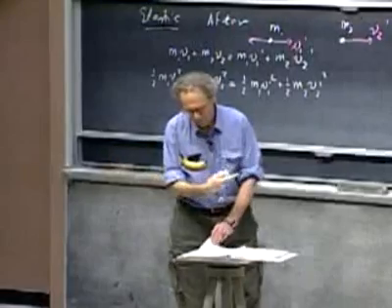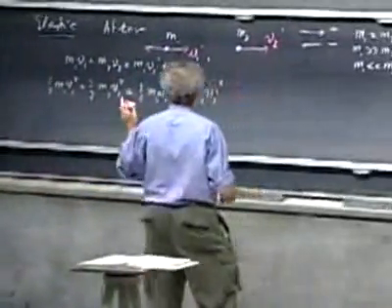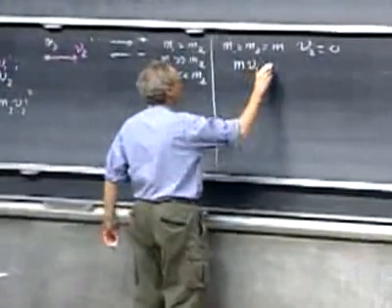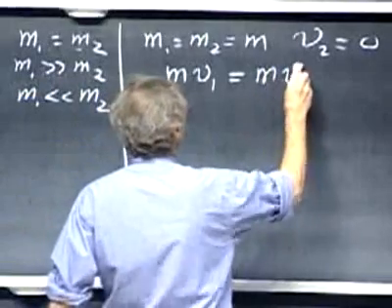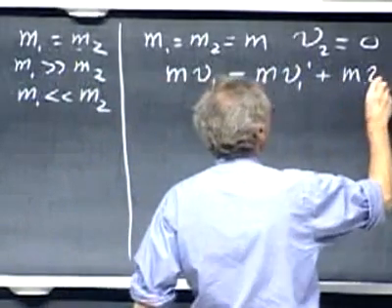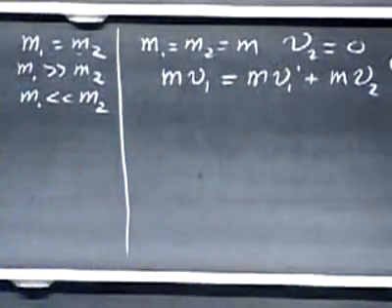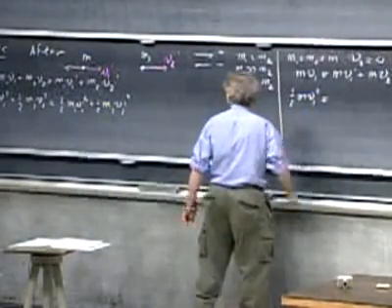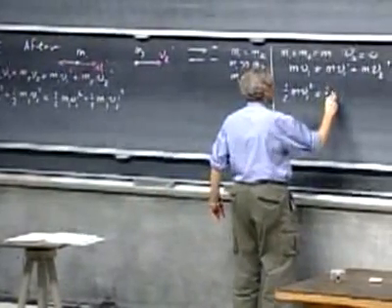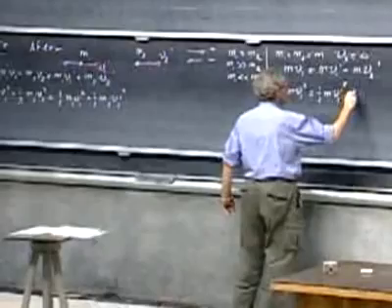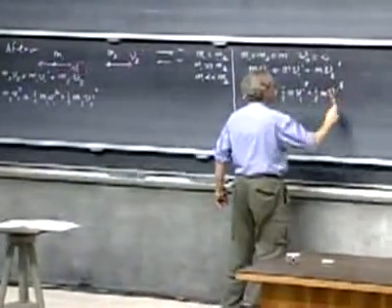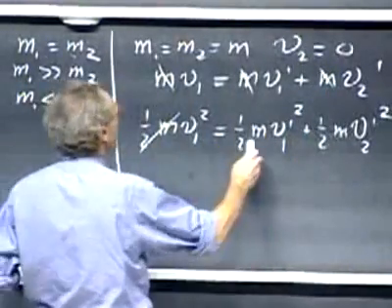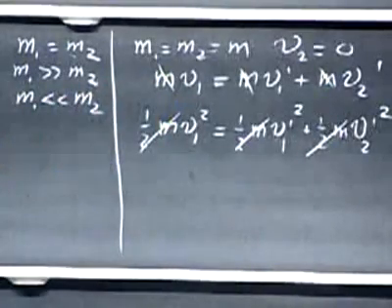One-dimensional collision, one hits that object. Very special case. So the conservation of momentum now becomes much simpler. m times v1, there is no v2, equals m v1 prime plus m v2 prime. Conservation of kinetic energy is 1/2 m v1 squared equals 1/2 m v1 prime squared plus 1/2 m v2 prime squared. Notice that now I lose my m's, which is very convenient. Here I lose my 1/2 m's even.